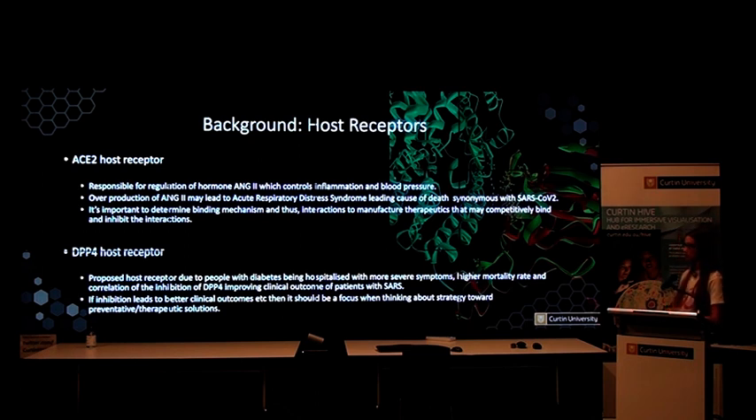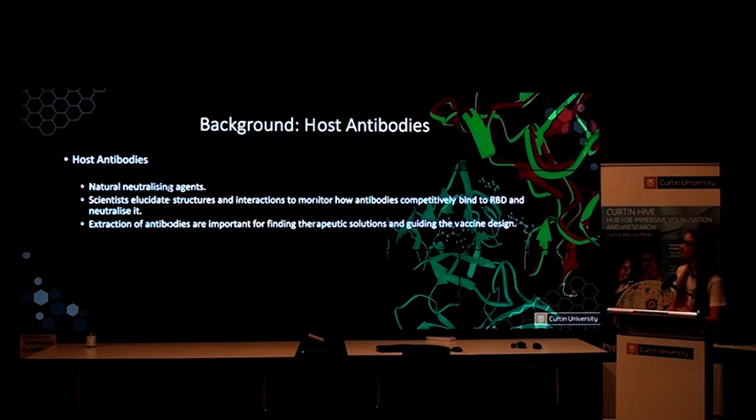So we have the DPP4 receptor as well, which is actually just a proposed receptor due to a few reasons, such as people with diabetes being hospitalized with more severe symptoms, high mortality rate, and the correlation of inhibiting this receptor and improved clinical outcome of patients with SARS. So obviously if something is observed to have an improved clinical outcome, you would want to focus and think about strategies toward maybe preventative therapeutic solutions involving this receptor. So we also have a background on antibodies.